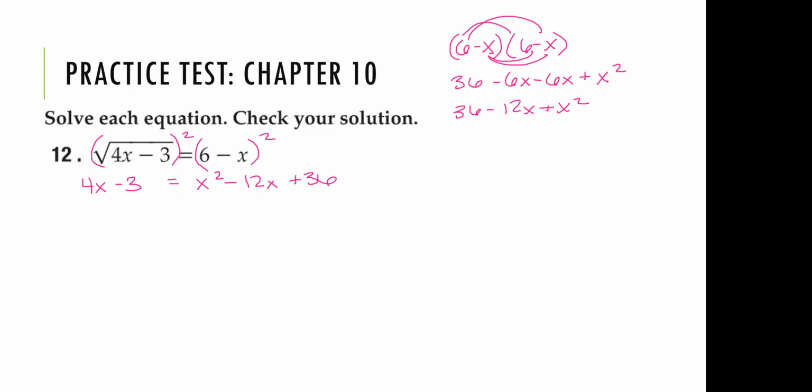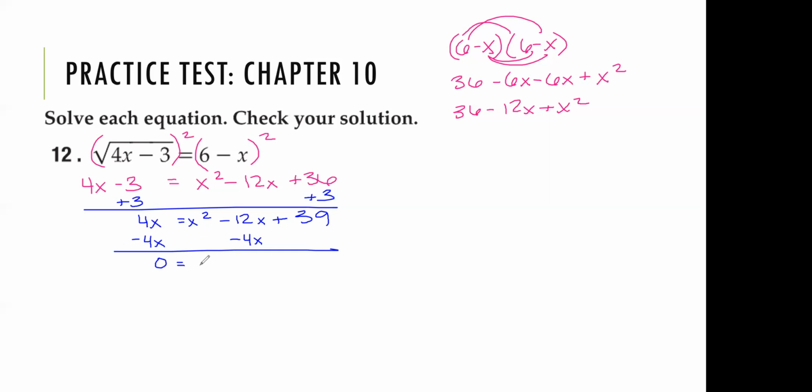And then I'm going to solve this equation. So what I need to do is I'm going to add 3 to both sides. And I get 4x equals x squared minus 12x plus 39. And then I'm going to subtract 4x from both sides. And I get 0 equals x squared minus 16x plus 39. Okay. So what I'm going to do is factor this here. So I need the factors of 39 that add up to negative 16. So that would be negative 13 and negative 3.